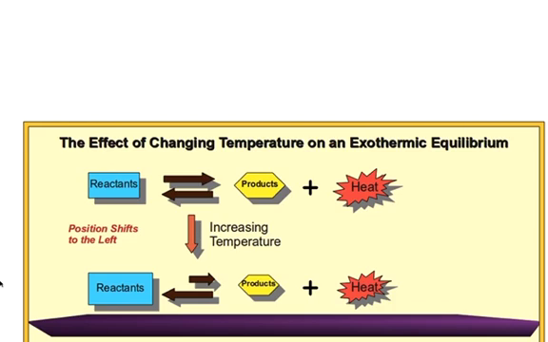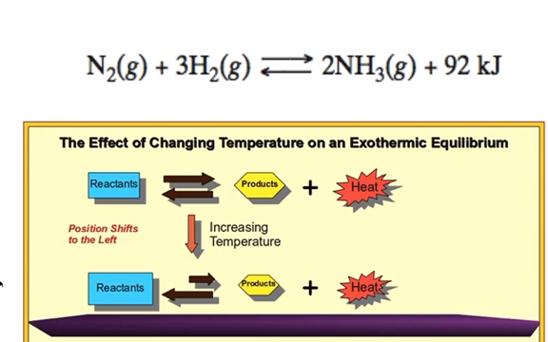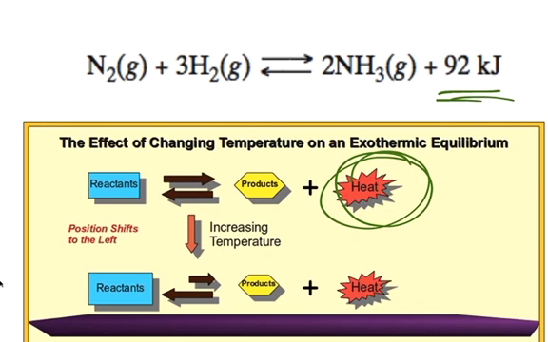Now, concentration isn't the only thing that can affect our equilibrium. Also, temperature changes are going to shift the position of our equilibrium here. So if, again, we look at this example, notice this is an exothermic reaction. It's producing heat. Well, if we're talking about Le Chatelier's principle, we kind of have to treat that heat as if it was a product. So it's exothermic. It produces heat.